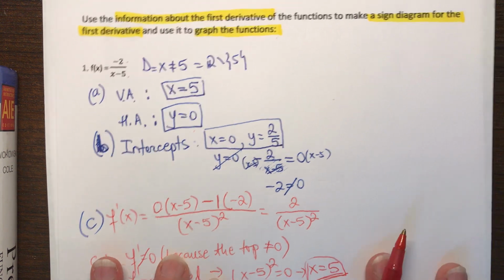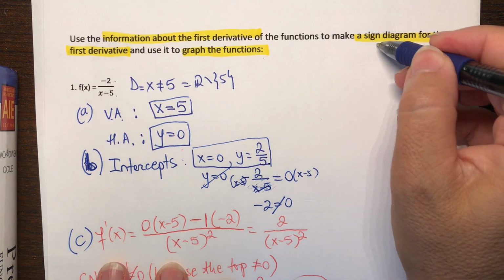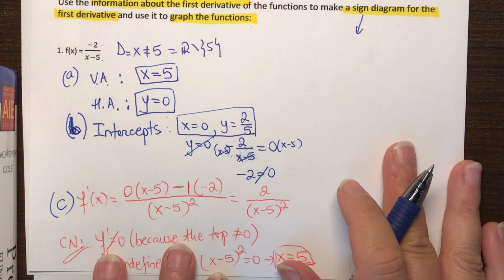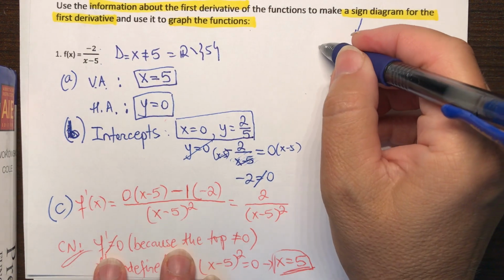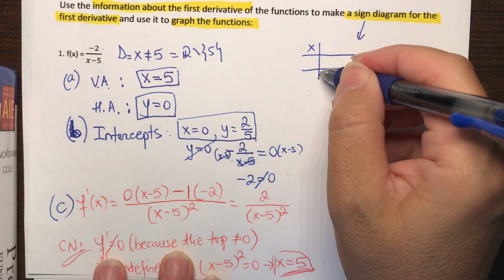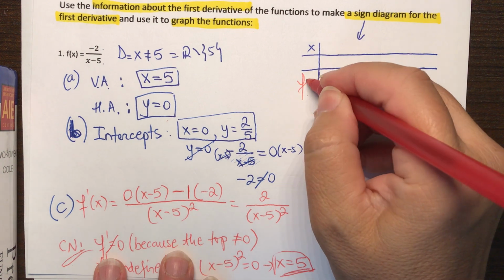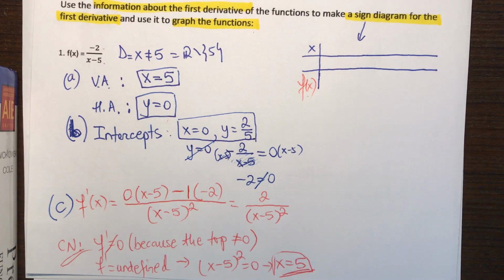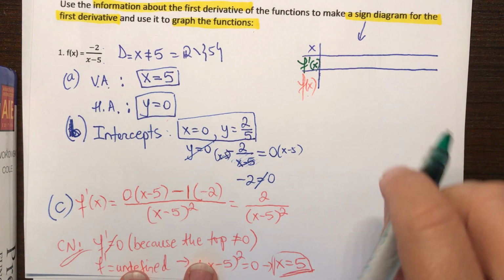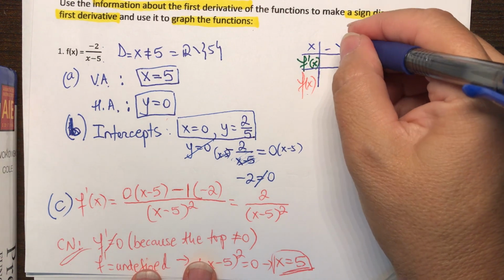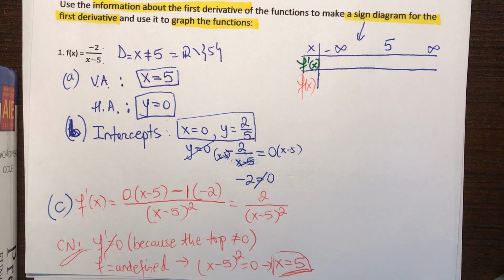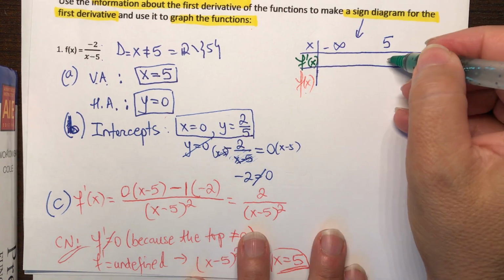All right, let's move on and make the sign diagram. So how do we make a sign diagram one more time? We are going to put the x's, the derivative, and then the function right down at the bottom. Where's my green? There it is. Okay, so the only critical number we found between -infinity and +infinity is 5. What happens with the derivative at 5? It's undefined, yes?